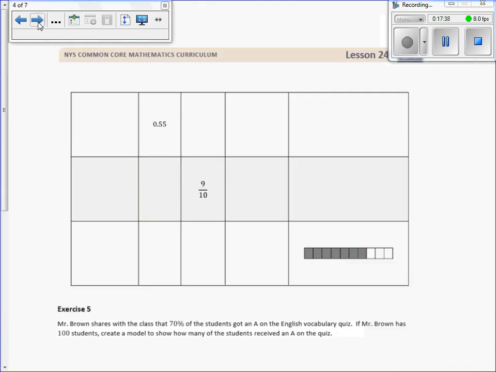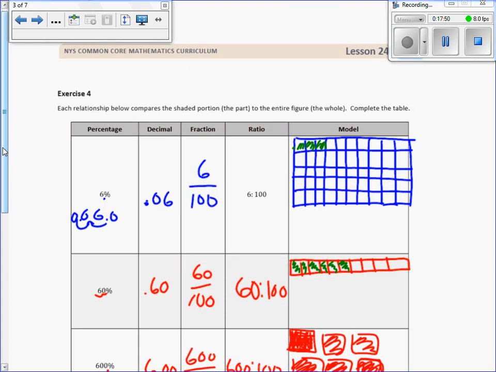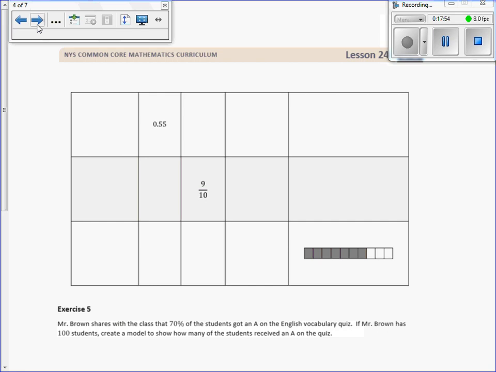Okay. Here's some more. Now they're not giving us the first value. We got to work our way around. 0.55. And I don't remember the top, what order we were in. Percent, decimal, fraction, ratio. Okay. Percent, decimal, fraction, ratio. And my model. Okay. I should have brought that over to this page, but anyhow.